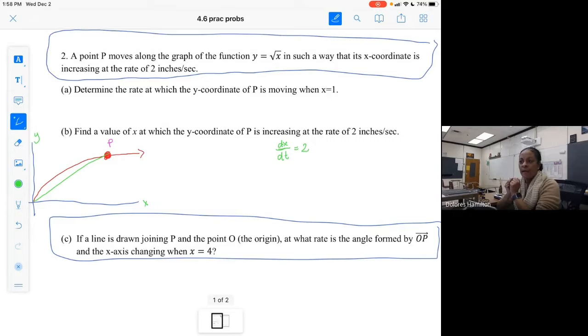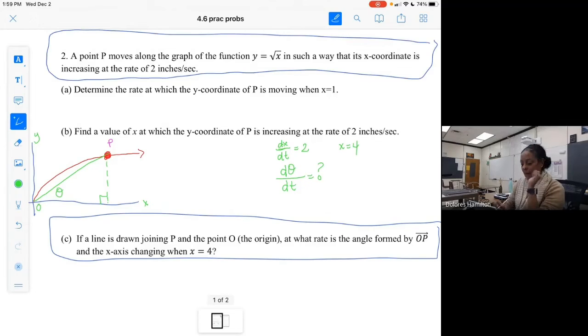All right, then I'm skipping A and B. Let's look at C. A line is drawn that joins P to the origin. I drew that green line. At what rate is the angle formed by ray OP, I'll put an O here for origin, so let's call that angle theta, and the x-axis changing when x is 4? So what are they asking me, folks? They're asking me to find dθ/dt, the rate of change of that angle theta with respect to time, when x is 4.